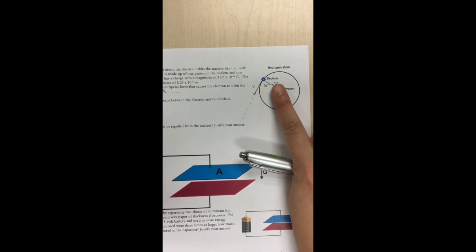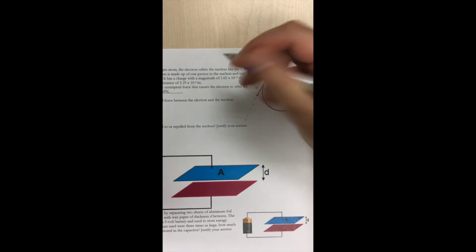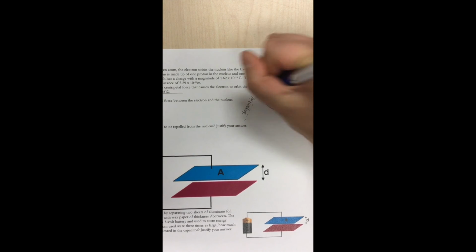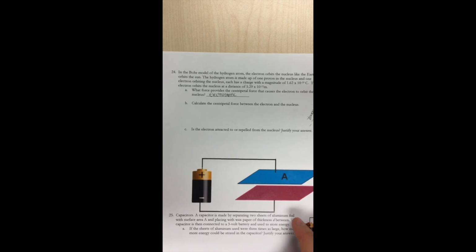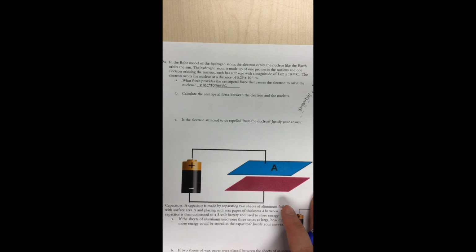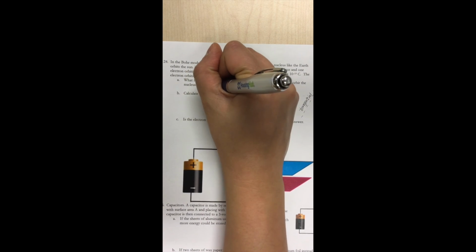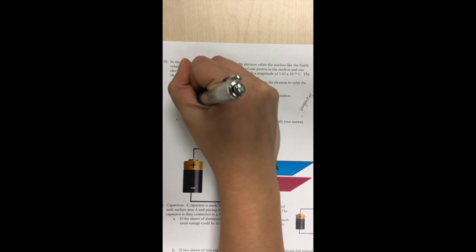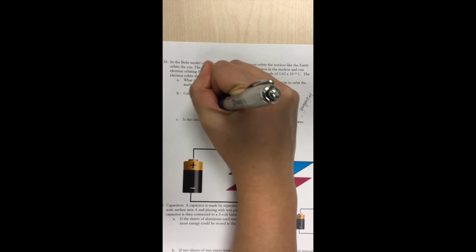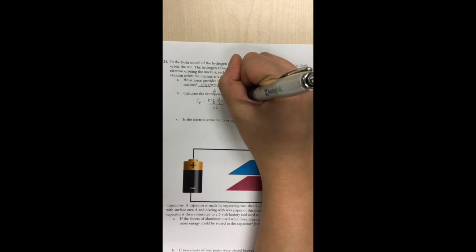If the proton were suddenly to disappear, the electron would go off along its tangential path. When it says calculate the centripetal force, it doesn't mean go find mv squared over r. It means calculate the electrostatic force. And we can totally do that because these are two charged particles. I wouldn't use the field equation because I don't have a field, but I do absolutely have two charged particles.